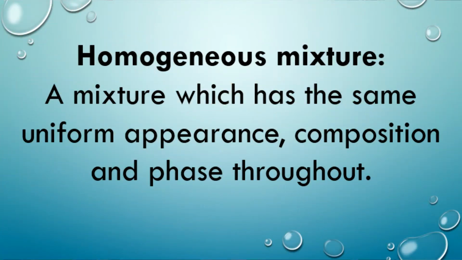There are 2 types of mixtures. The first being a homogeneous mixture. Exam definition. Homogeneous mixture. A mixture which has the same uniform appearance, composition, and phase throughout.